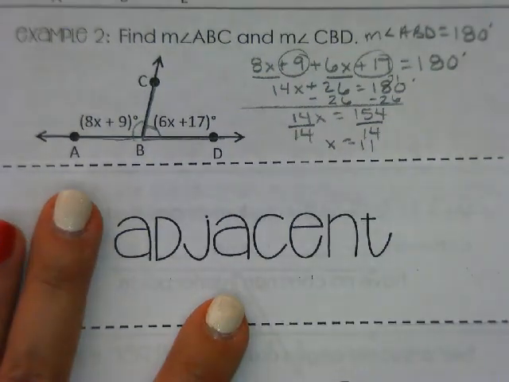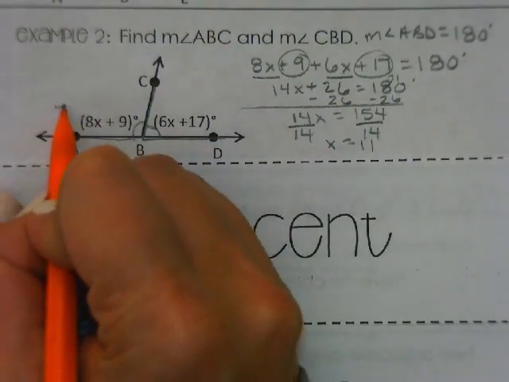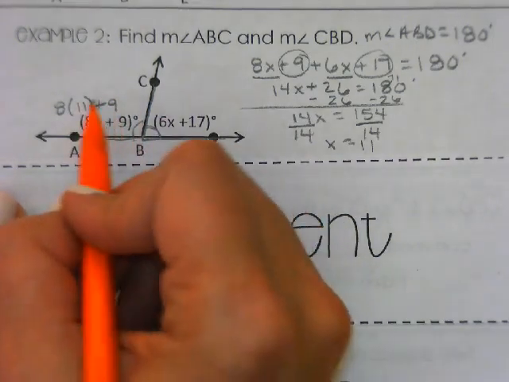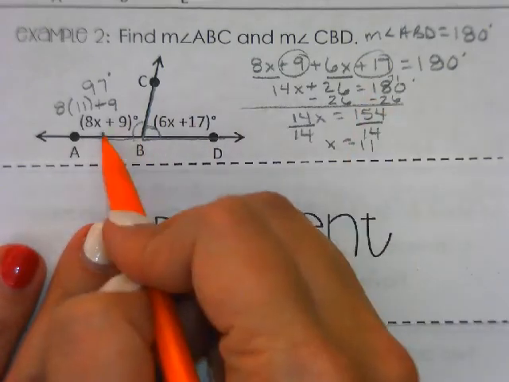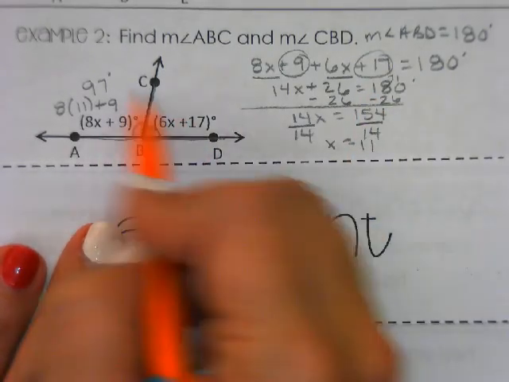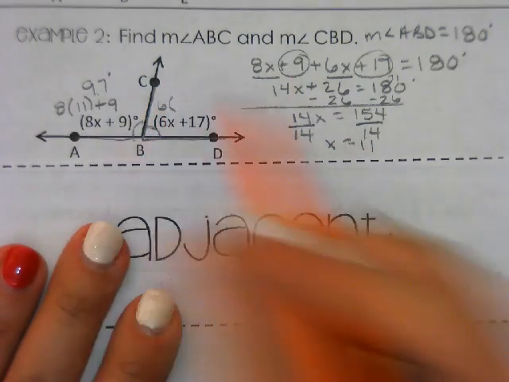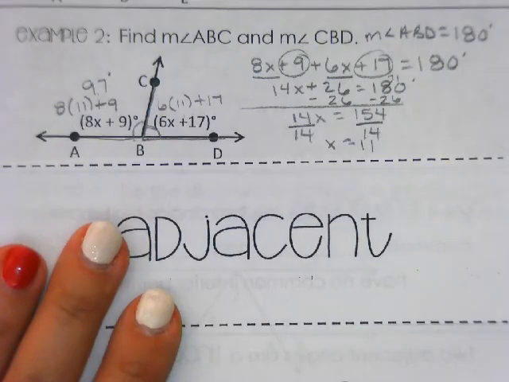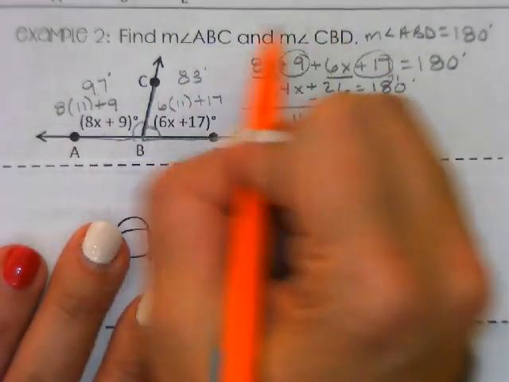But are we done? Is that our answer? No, because they want the measure of the angle. So we're going to come back over here and say 8 times 11 is 88, and 88 plus 9 is 97. Now you have two options to find this other one. You can say 180 minus 97, or if we know that x is 11, 6 times 11 plus 17. Either way you get 83.